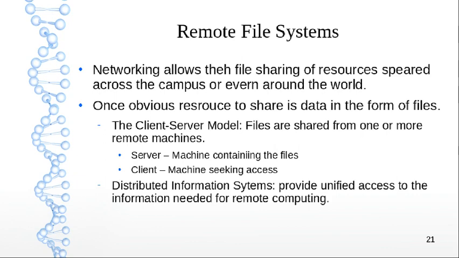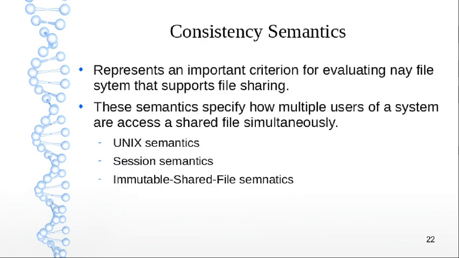Next is the distributed information system. It provides unified access to the information needed for remote computing. So these are the two different types and categories of remote file systems.